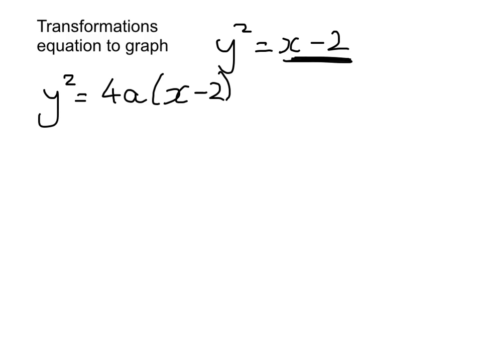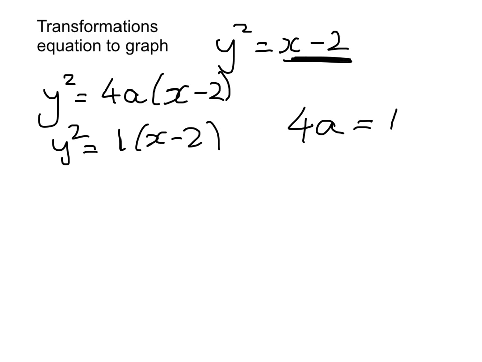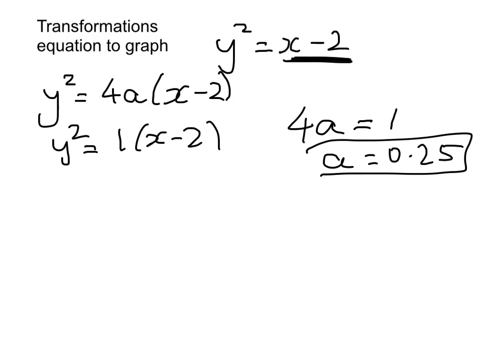So we look at this x minus 2 as a whole, and we say, well, that is a horizontal shift to the right 2 units, as it is with all of the other graphing work we've done. So in here, we've got y squared equals 1 times x minus 2. So we've got 4a is equal to 1. So a is equal to 0.25. Right, so A is my focal length.